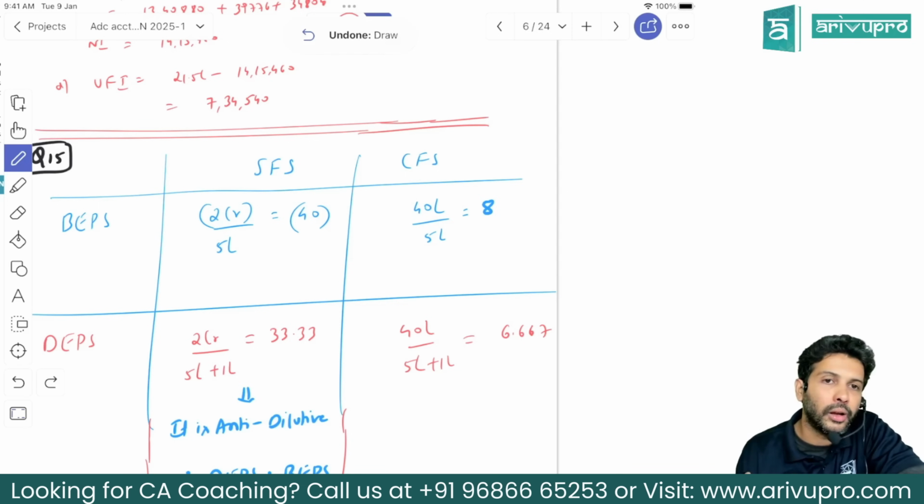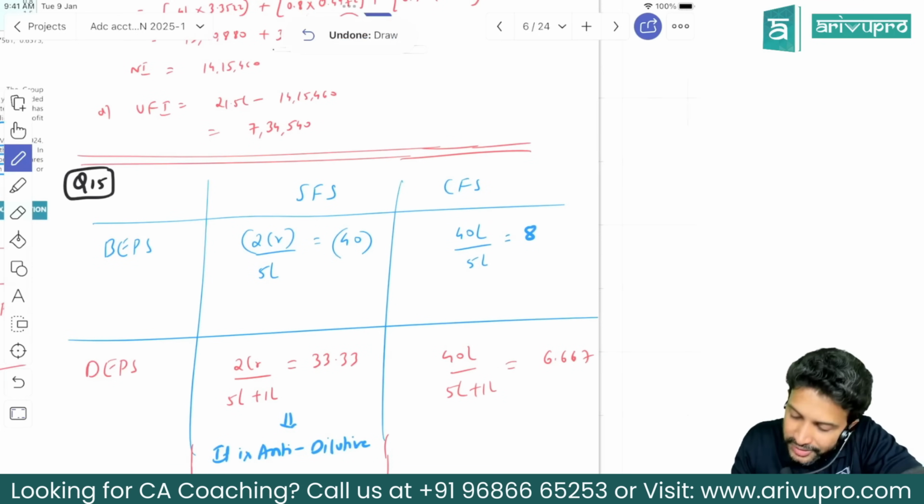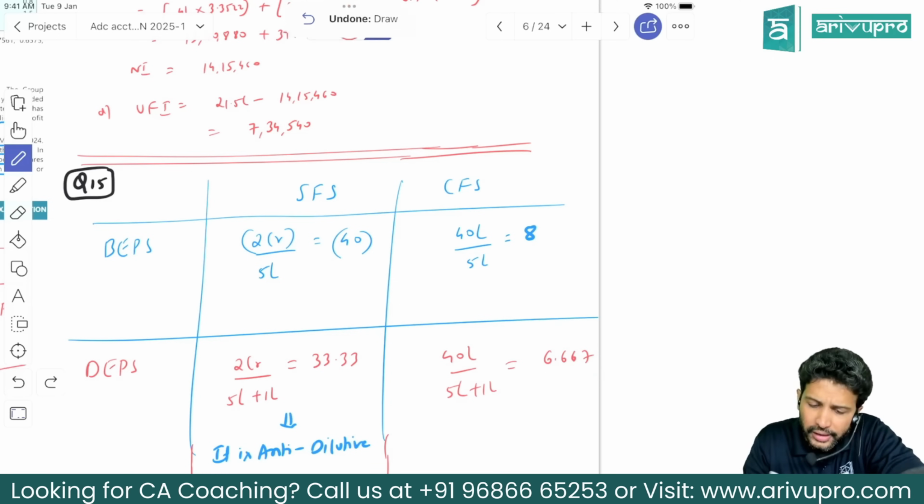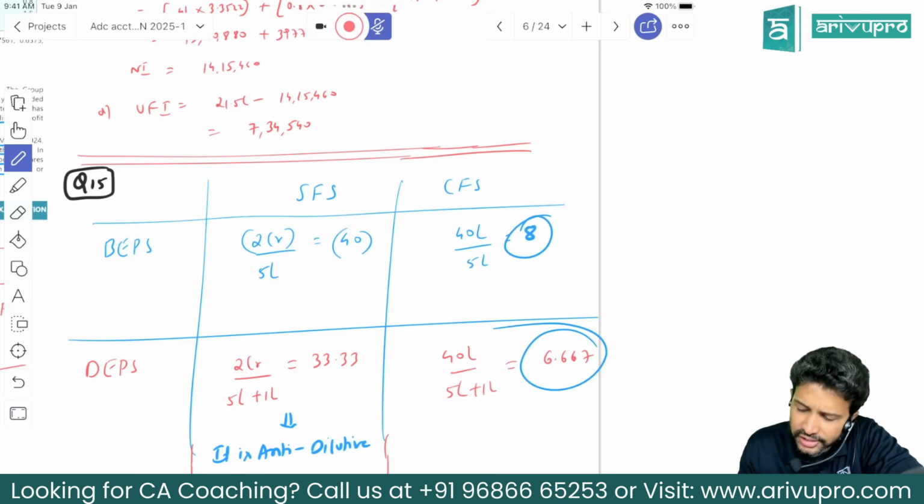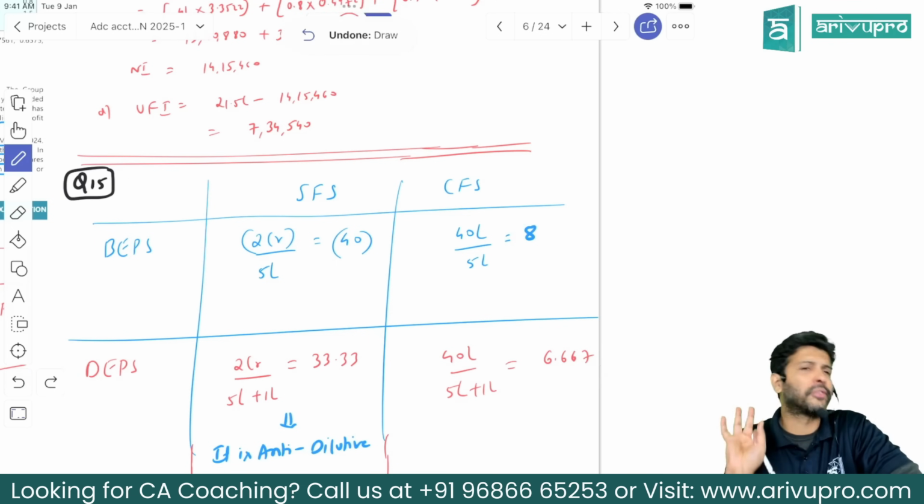Any problem? Sir, at CFS level, I don't see any problem. Why? How much was basic EPS? 8 rupees. How much is diluted EPS? 6.667. So diluted EPS should be greater than basic EPS or it should be lesser? Lesser. This is 8, this is 6.67. Any problem or perfect? Perfect.